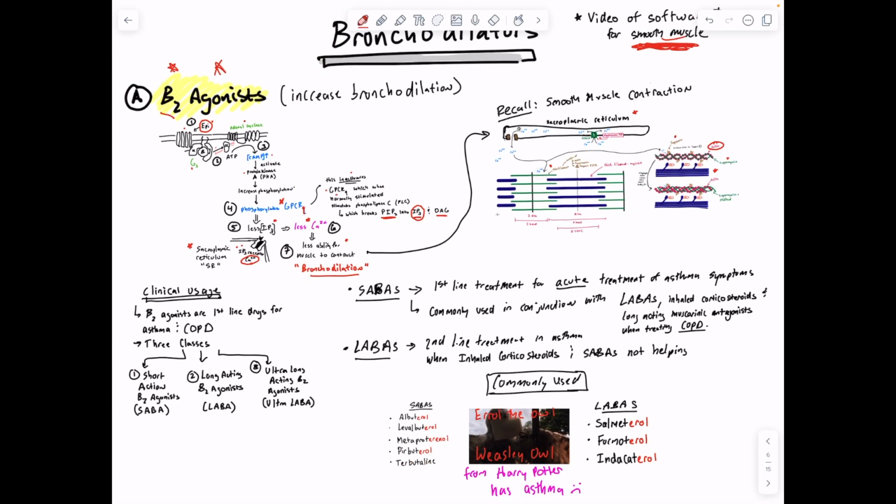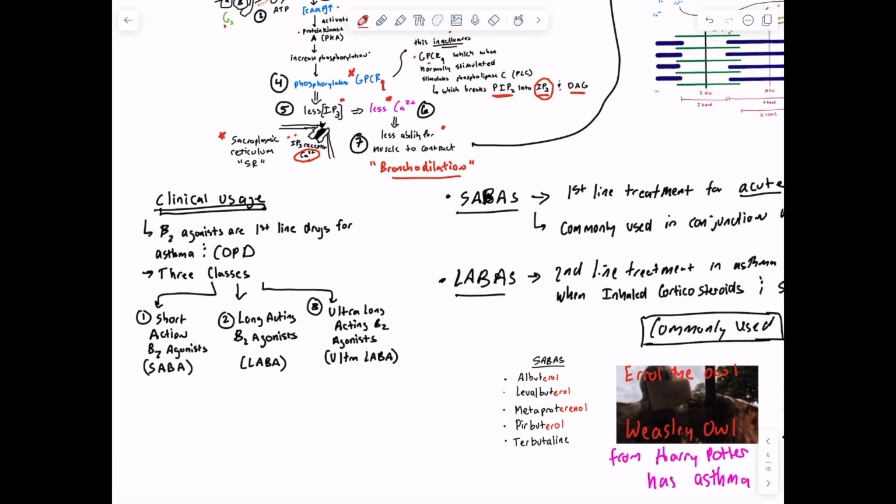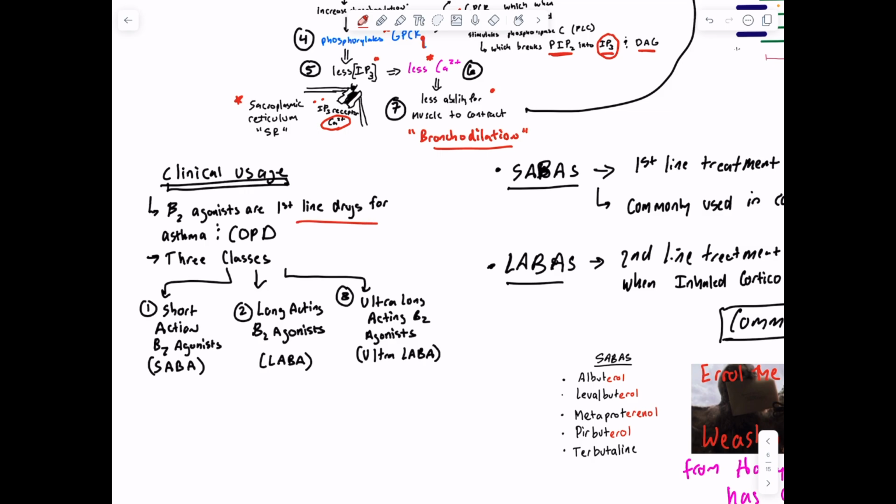All right. So that's the mechanism of action for the beta-2 agonists. And the question is, what's our clinical usage for these drugs? And then what are they? What are the actual drugs? So clinical usage, they're first-line drugs for asthma and COPD. Why?